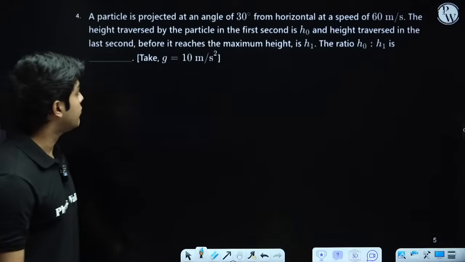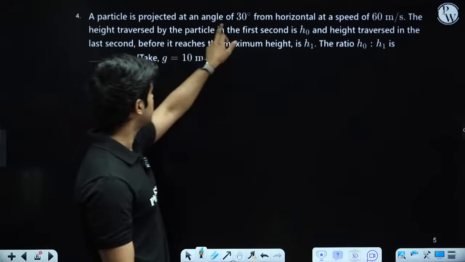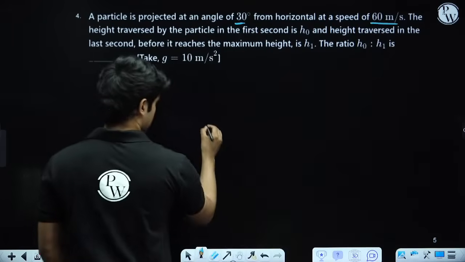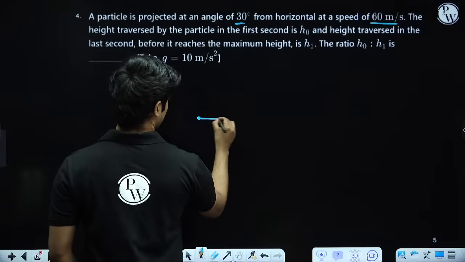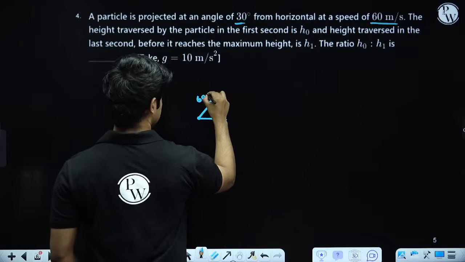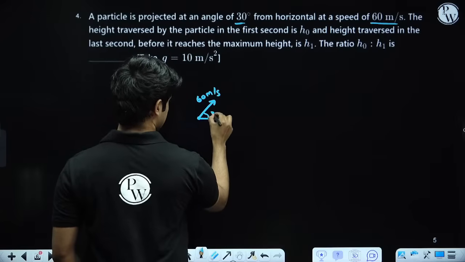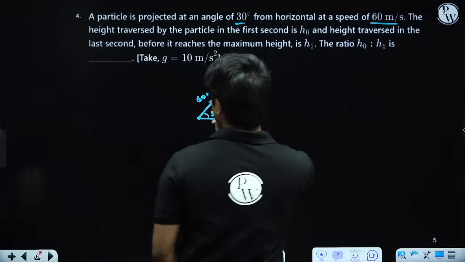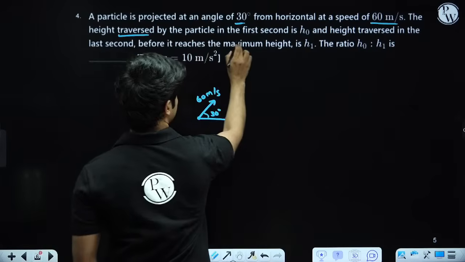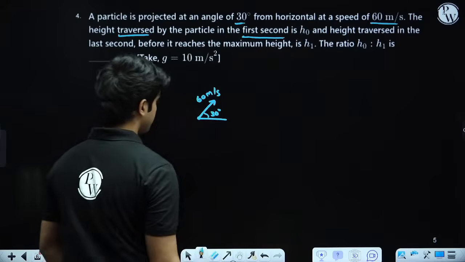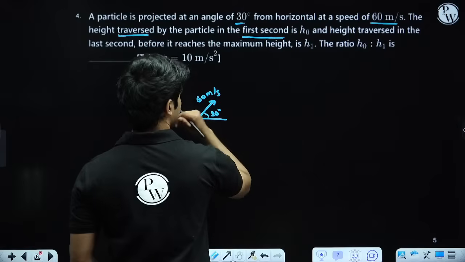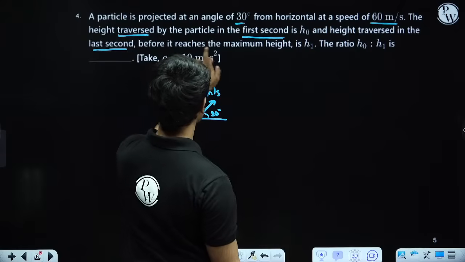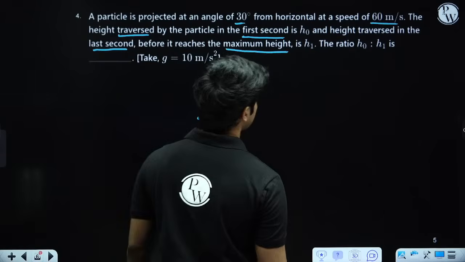So now we have a particle, another projectile question, I guess. A particle is projected at an angle of 30 from the horizontal at a speed of 60 meters per second. Okay, so projection speed is 60 meters per second, angle of projection is 30. So the question is, the height traversed by the particle in the first second is h naught, and the height traversed in the last second before it reaches the maximum height is h1. Then that ratio is.